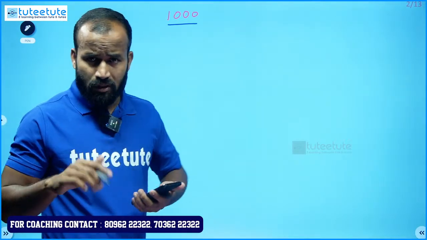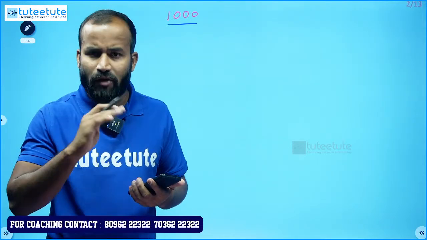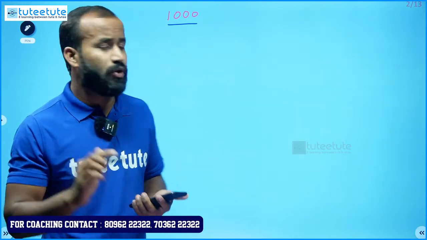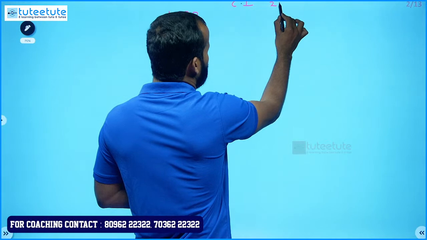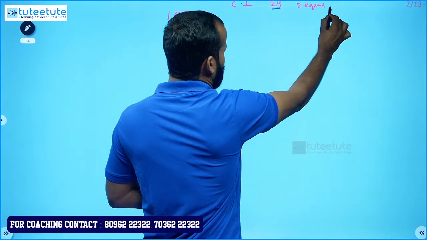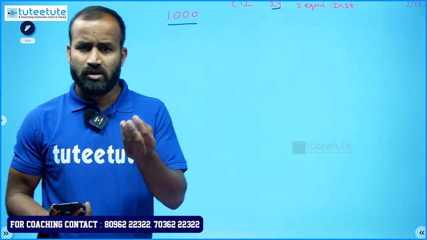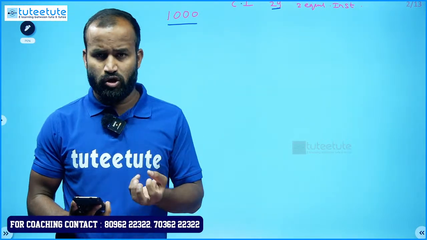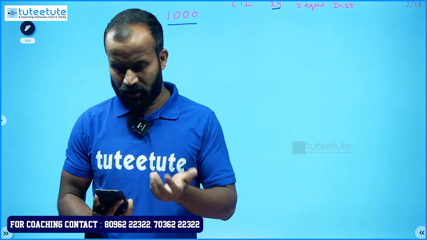So I am going to give you 1000 rupees, and I want to pay it back in 2 equal installments with compound interest. Mainly I am going to stress on compound interest. 2 years, 2 equal installments. This is the question. With compound interest I am taking 1000 rupees, and in 2 years I have to pay back with 2 equal installments.